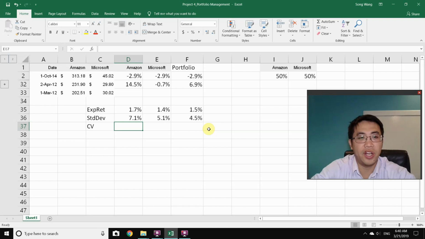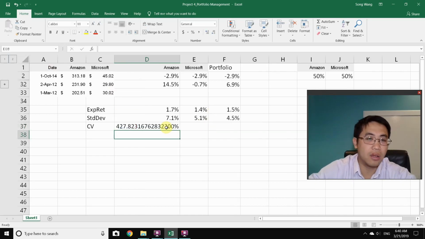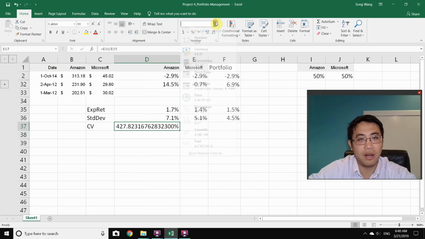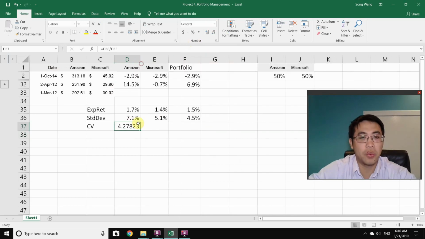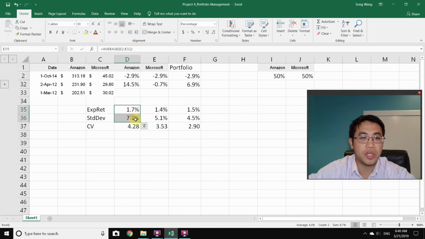The coefficient of variation is the standard deviation divided by the expected return. Once again, it comes with a very crazy long number, so I just need to decrease the decimal. So what happens here is, if you look at Amazon's risk and return combination, the CV is 4.28. That means the risk is 4 times larger than the return.